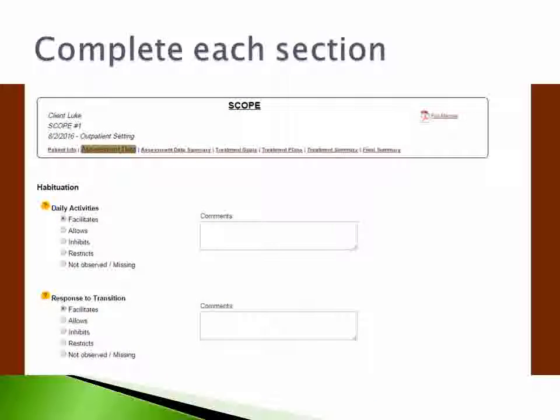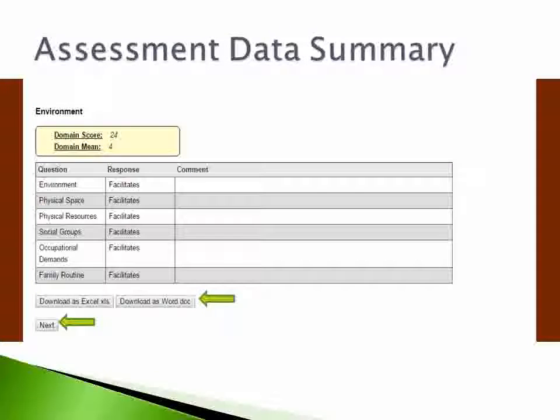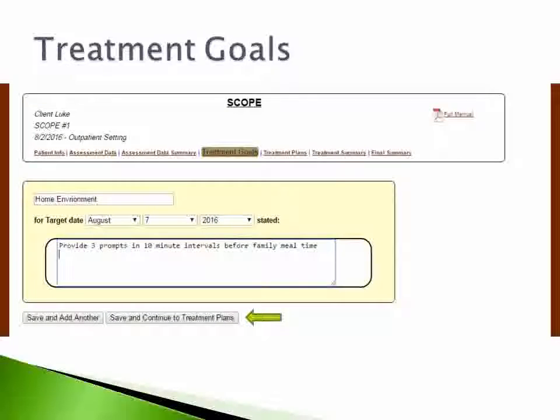You complete each section, and then when you click to progress through the end of the section, it gives you an assessment data summary. You can download it as an Excel or as a Word document. Once downloaded, you can press Next. The treatment goals gives you a section to brainstorm some goals that you can use over the next intervention duration and time. Since Luke's struggle was in the environment at home, we brainstormed that we could provide 3 prompts in 10-minute intervals before the family mealtime to give Luke some preparation before he was anticipated to sit down with the family and eat.